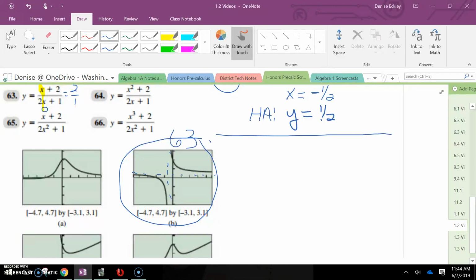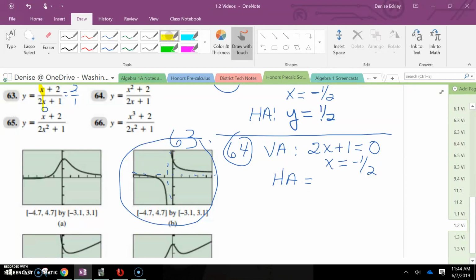So let's do the same thing for 64. So the vertical asymptote, I'm going to have the exact same one. 2x plus 1 equals 0, so x is going to equal negative 1/2. And then for my horizontal asymptote, I now have the degree in the numerator larger than the degree in the denominator. So I actually don't have one.